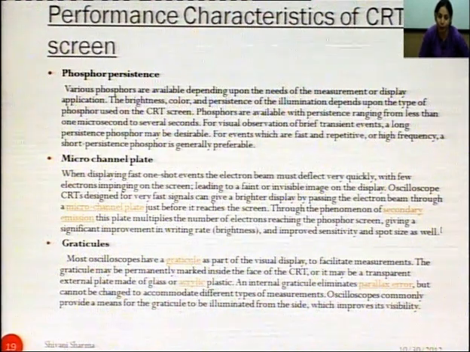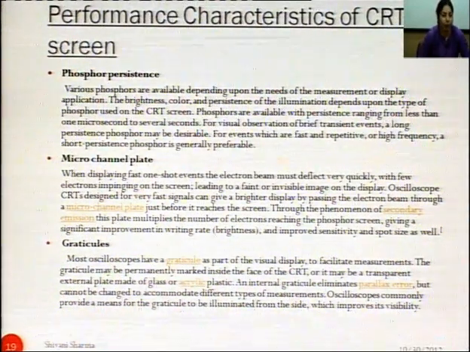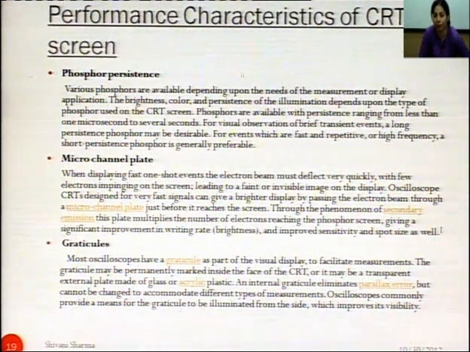Then graticules. Almost all oscilloscopes have a graticule as a part of the visual display to facilitate measurement. The graticule may be permanently marked inside the face of the CRT, or it may be a transparent external plate made up of glass or acrylic plastic. An internal graticule eliminates parallax error.